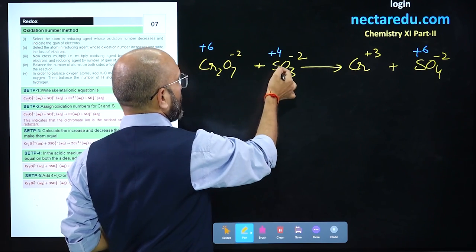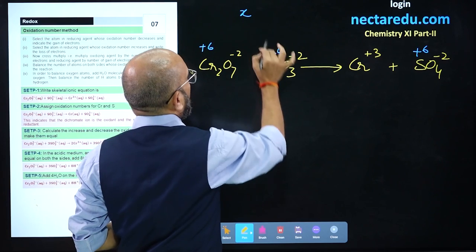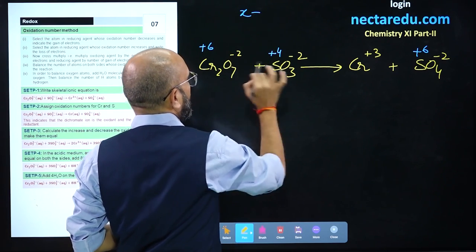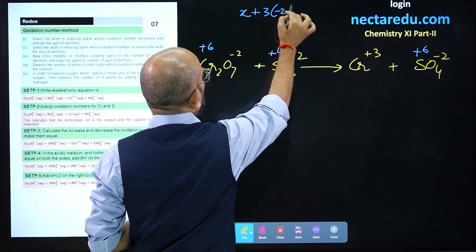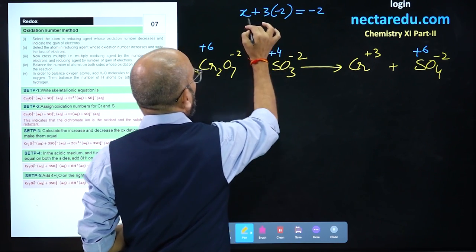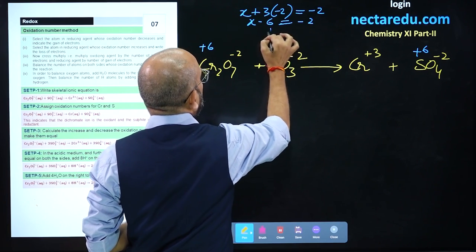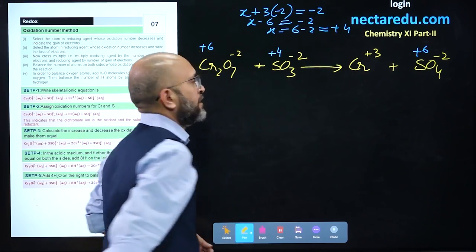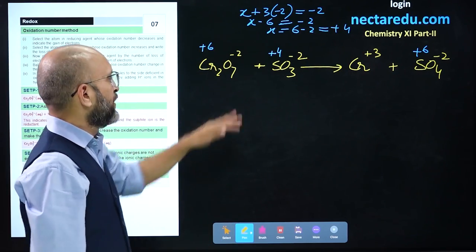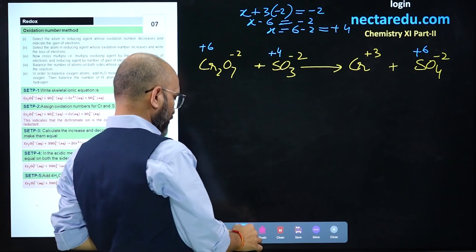How are you finding this out? You can assume the oxidation state of sulfur equals X and oxygen as 3, so 3 into minus 2 equals minus 2. The oxidation state is calculated like this. So X comes out to be 6 minus 2, that is plus 4. That is how we calculate the oxidation number. So in sulfite, sulfur has an oxidation number of plus 4.